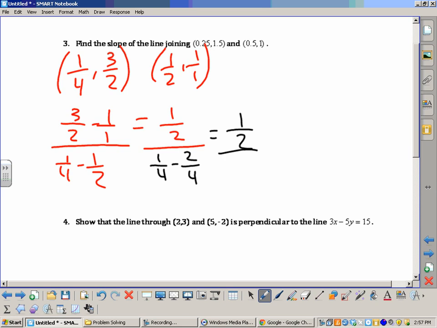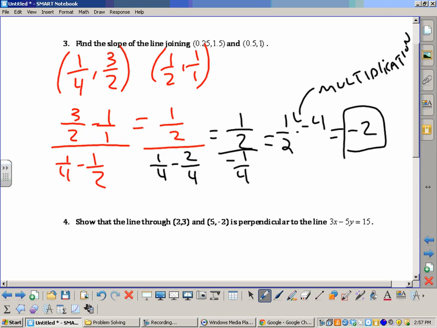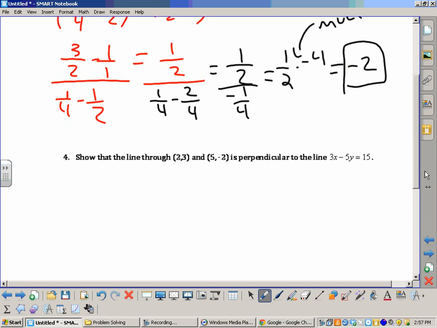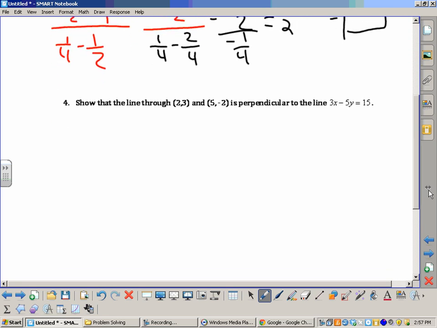So 1/2 over, so now dividing by 1/4 is the same as multiplying by 4/1. So that little dot here, that means multiplication. God, that's a long word. So times -4. So it looks like the slope is -2. All right, we got 2 more left. So let's see. Show that the line through 2, 3, 5, -2. Well, let's find the slope.